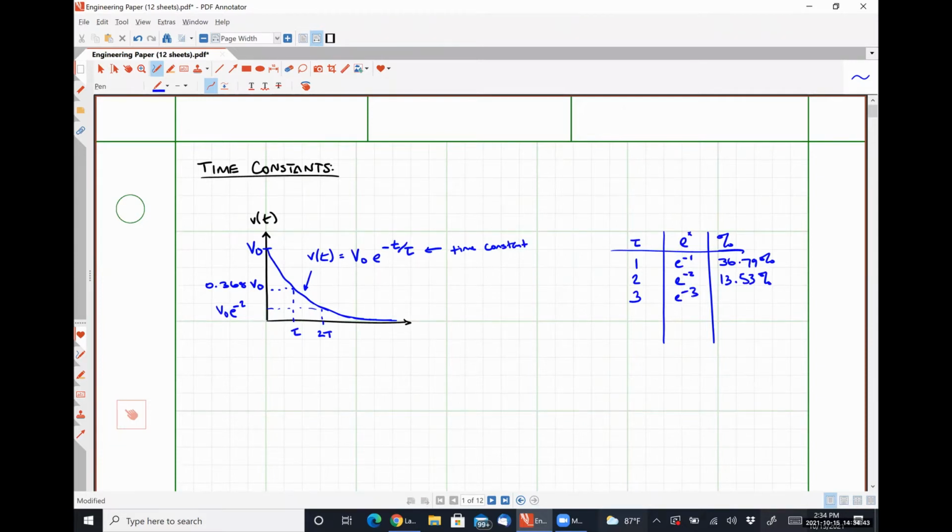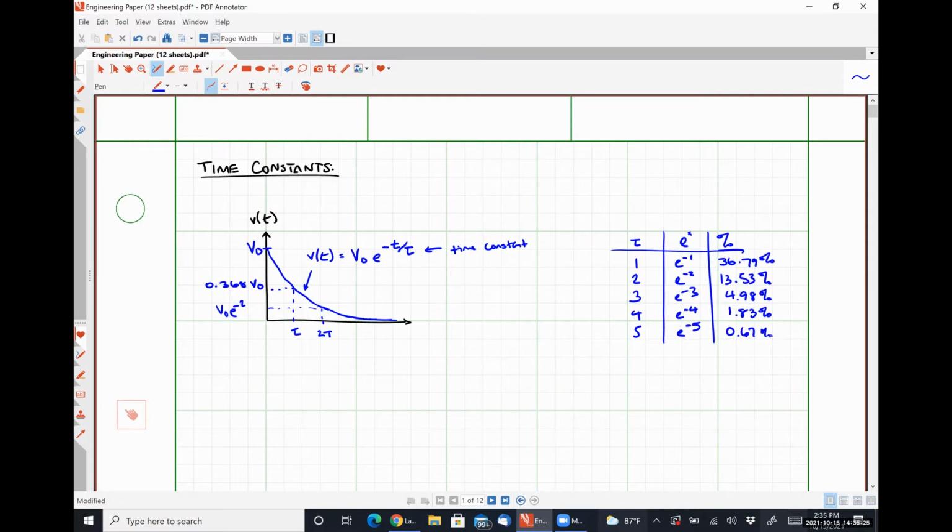Which is 4.98%. 4 tau is e to the minus 4, is 1.83%. And 5 tau, e to the minus 5, is 0.67%. Okay. So in 5 time constants, our signal decays to less than 1% of what its initial value was.